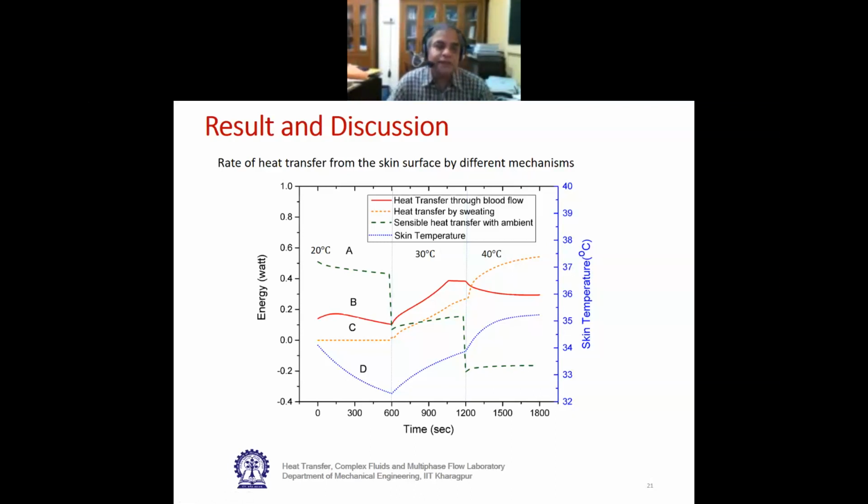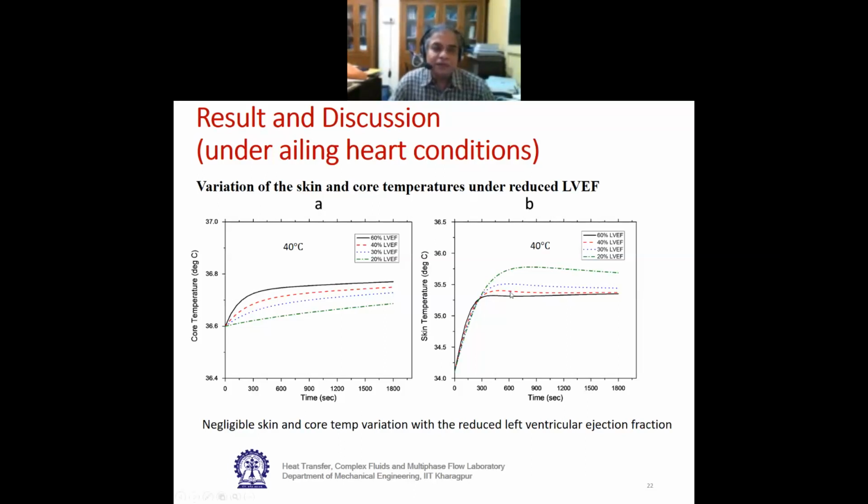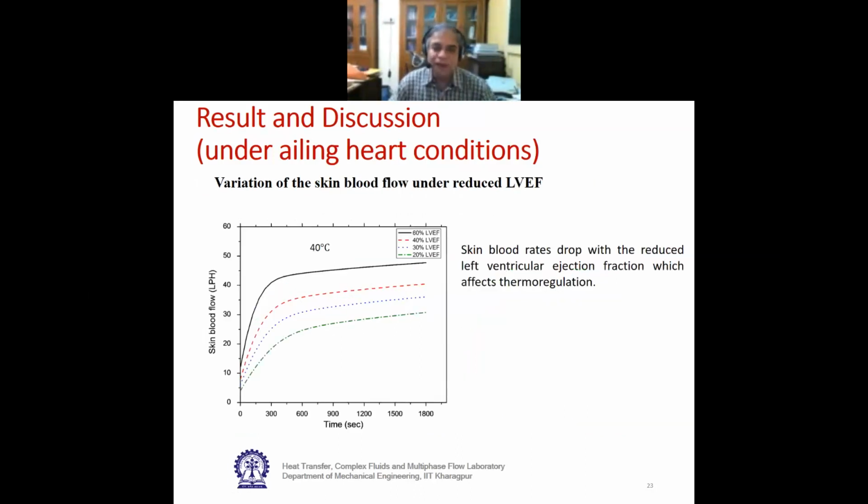Now, if we go to the next slide, here we can see that under an ailing heart condition, if there is a reduction in the left ventricular ejection fraction, surprisingly, core temperature and skin temperature do not change much, because there are other regulatory mechanisms in the body which prevent the temperature from changing. On the other hand, skin blood flow rate will drop with the reduced left ventricular ejection fraction, which affects thermoregulation. And again, if this condition continues for long, or the ambient condition becomes more than 50 or 60 degrees, then we will have some sort of a crisis for thermoregulation.